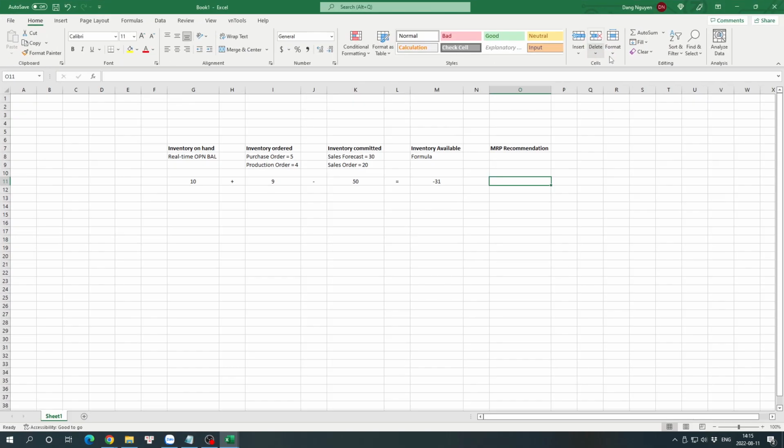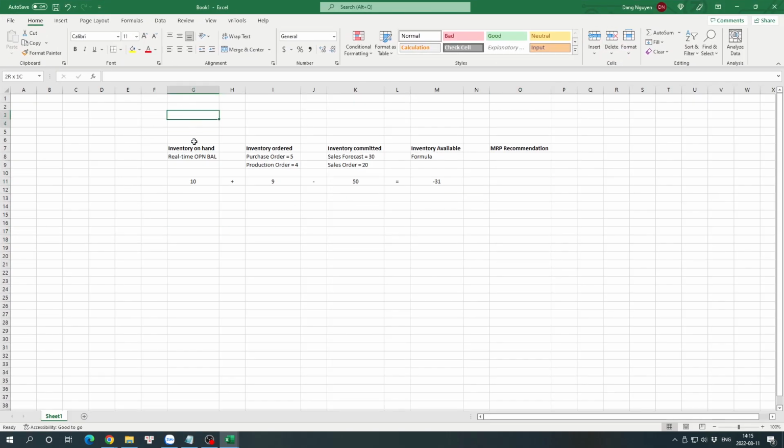This is how it works for inventory calculation in manufacturing. You have inventory on hand, for example 10, the real-time opening balance. You have a purchase order of 5, on the way, coming. You are producing 4, so inventory being supplied is 9. And then you are committed to 30 units at sales forecast, and you already received a sales order for 20. A formula could tell that, all right, inventory available is minus 31 because you are committed to too many.